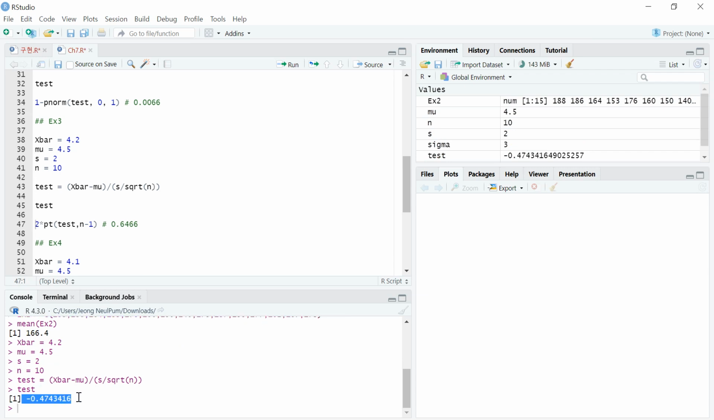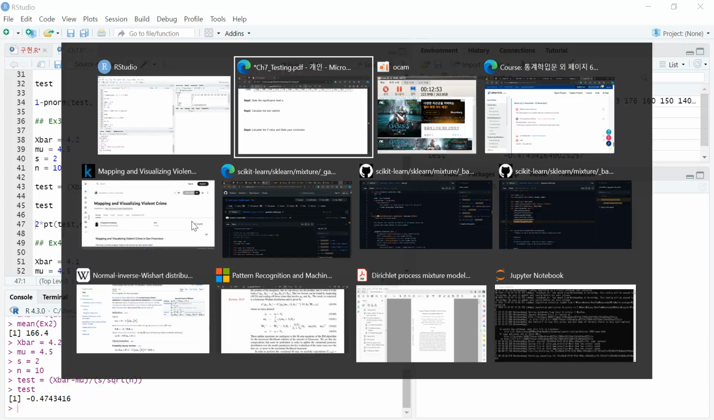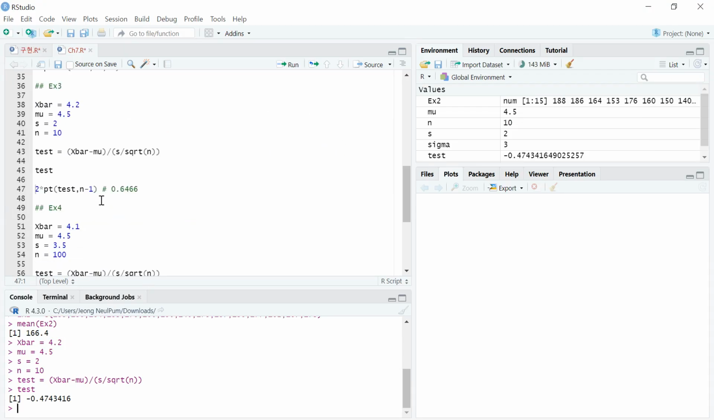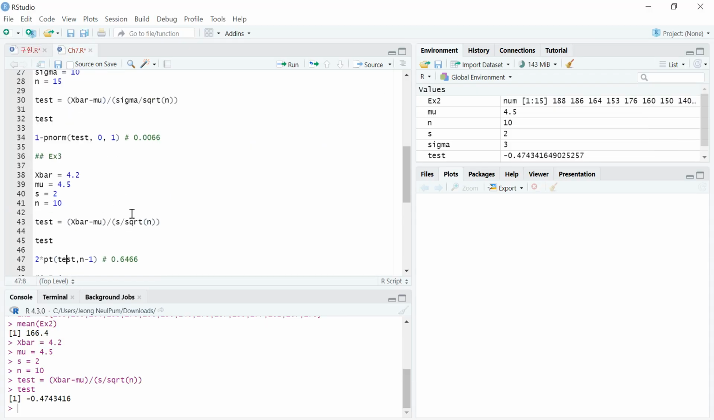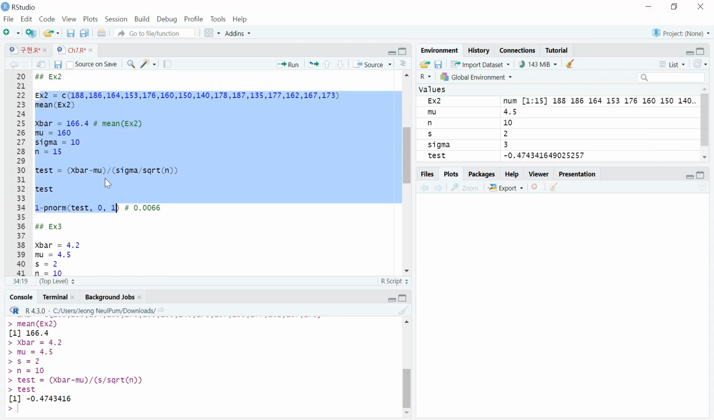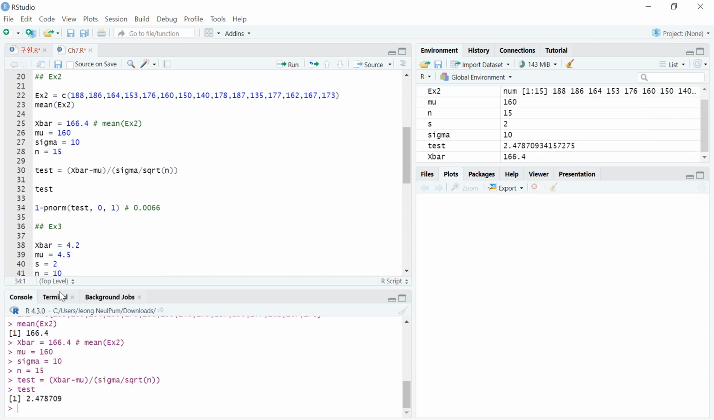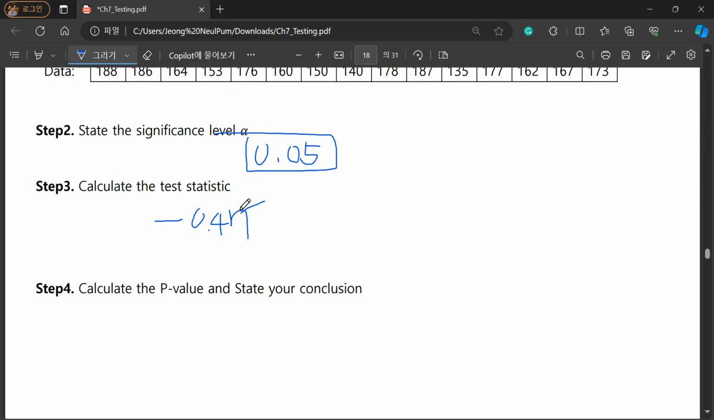So you can see that the test statistic is about minus 0.47. Significance level is 0.05. And then, oops, we are doing this one. So yeah, the test statistic is 2.47. Sorry, I was doing example number 3.